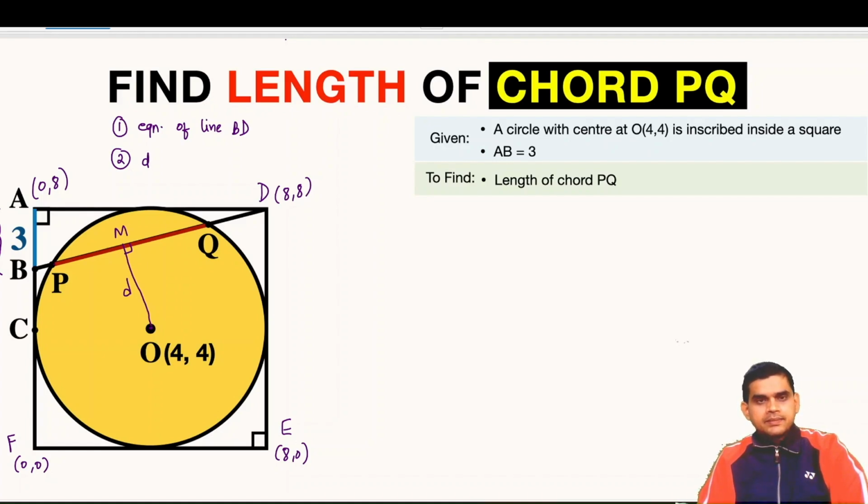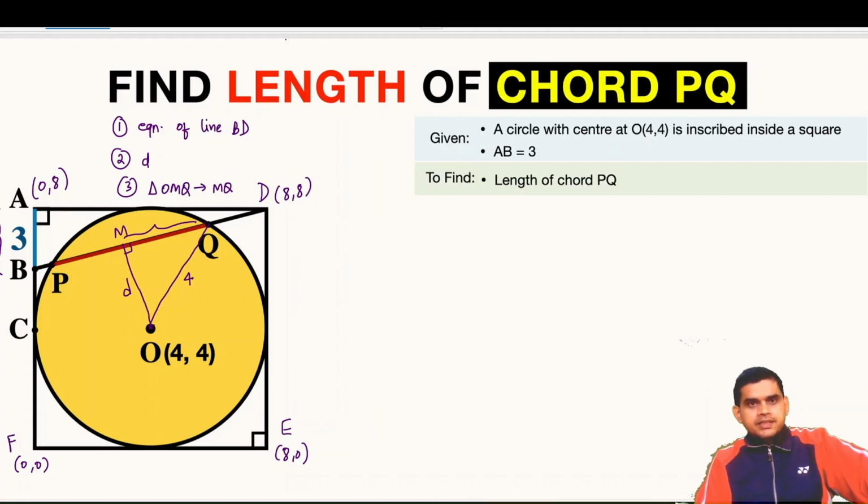In step number 3, we will join Q and O, and of course OQ will be the radius of the circle and its length will be 4 units. So we will use Pythagoras theorem in triangle OMQ and we will find the length of MQ. After finding MQ, we will double this. So this will give us the length of chord PQ. So let us start solving it step by step.